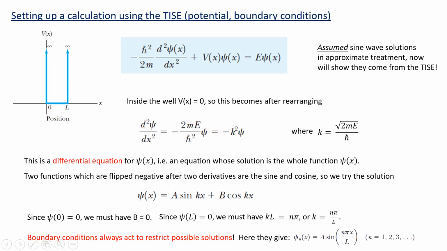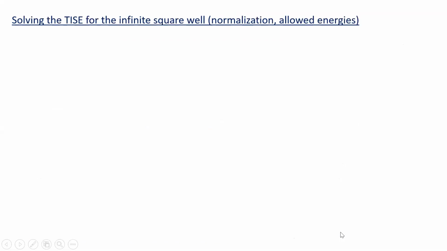Okay? So that's an example of taking a differential equation, putting it in a simpler form, identifying, taking an educated guess at the type of function which will solve it, and then using the boundary conditions to narrow it down. So we've got these sinusoidal solutions.